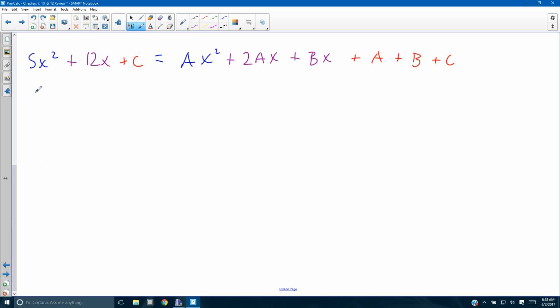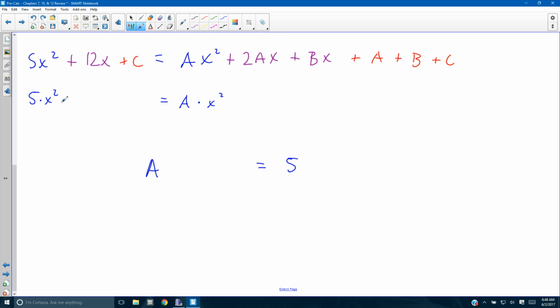5x squared. Basically, if this is 5 times x squared right here, and this is a times x squared, then we know that a is equal to 5. A and 5, I'm going to write this a little larger. A is equal to 5. A and 5 must be the same thing. 5x squared and ax squared. That's the only thing that's expressing x squared there.